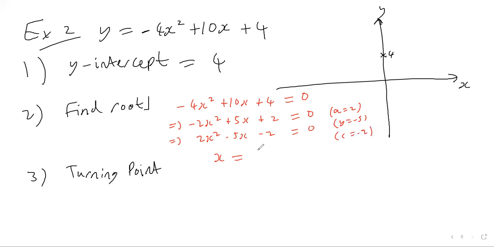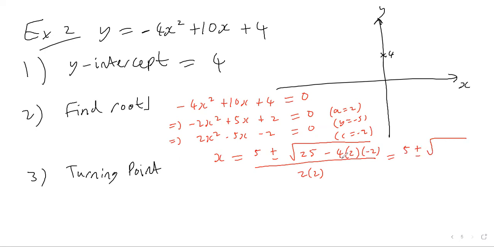So minus b is minus minus 5, which is 5, plus or minus the square root of b squared, so minus 5 squared, that's 25. Subtract 4 times a, which is 2, times c, which is minus 2, and then divide that all by 2 times a, 2 times 2. If we simplify this, we get 5 plus or minus the square root of 25, and then minus 4 times 2 is minus 8. Minus 8 times minus 2 is positive 16. So positive 16 plus 25 gives us 41. So the square root of 41, all divided by 4.